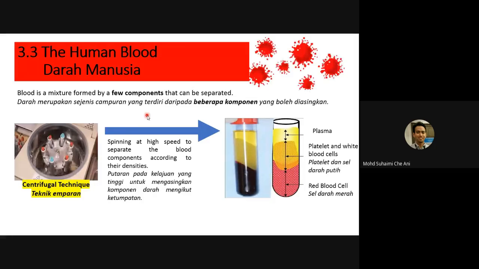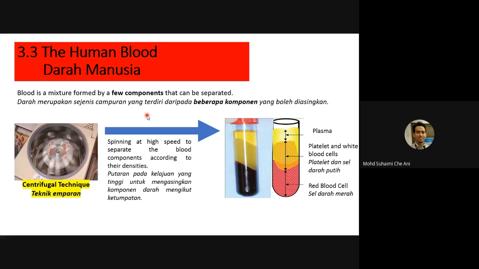Okay, never mind. So we go to 3.3, human blood. Blood is a mixture formed by a few components that can be separated. If you look at the blood, you can see it is red in color, but actually inside the blood there are many components, at least four components inside human blood.